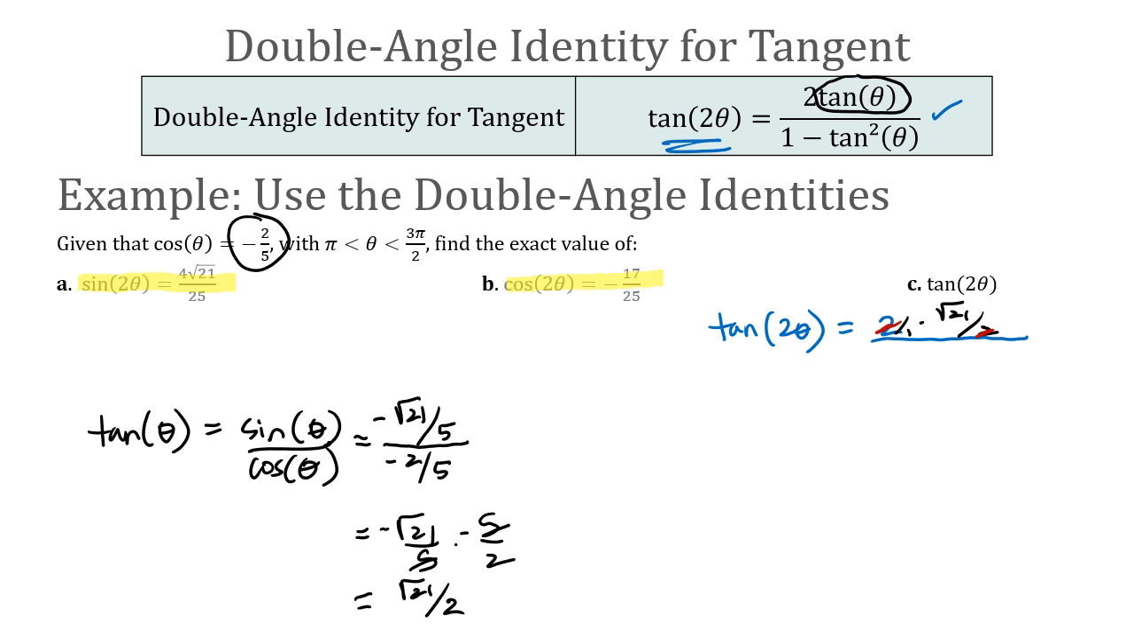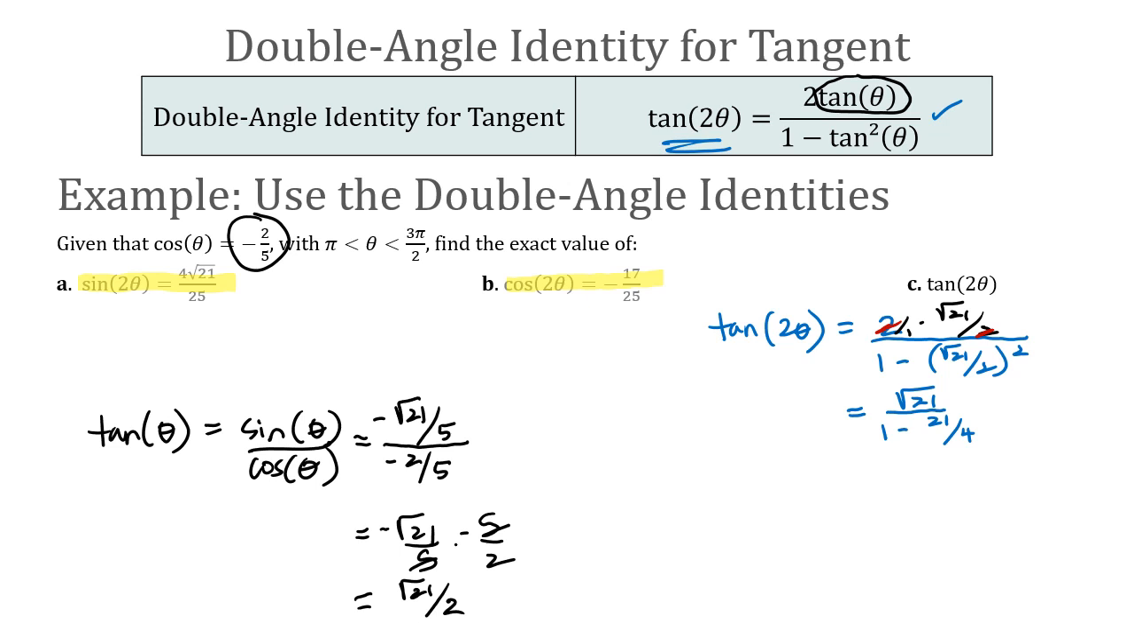Let's go down into the denominator. That's going to be 1 minus the tangent of theta, which we said was square root of 21 over 2. We're going to now square that, okay? So let's see here. Now what do we have? We have, up in the numerator, just the square root of 21. Down in the denominator, we're going to have 1 minus square root of 21 times the square root of 21 is 21, and 2 times 2 is 4.